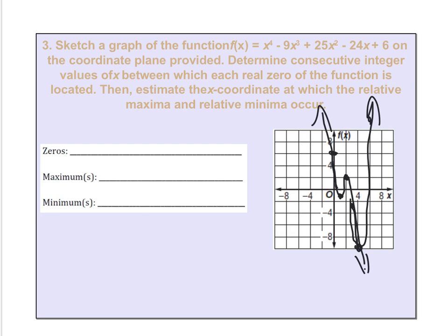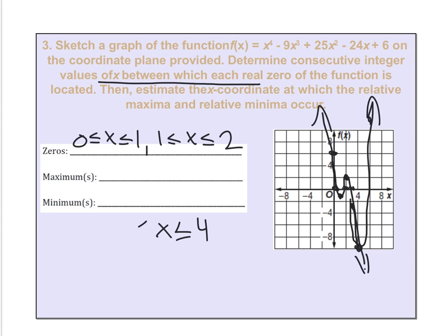All right, so determine consecutive values between which each real zero lies. So I'm going to say it crosses between 0 and 1. Okay, and then I'm going to say that another one crosses between 1 and 2. Okay, I can't figure out those exactly, so I'm just trying to do a best guess here. And I'm going to say that there's another one that crosses between 3 and 4. And then I'm trying to guess which one's going to be. There's probably going to be one more between 4 and 5.